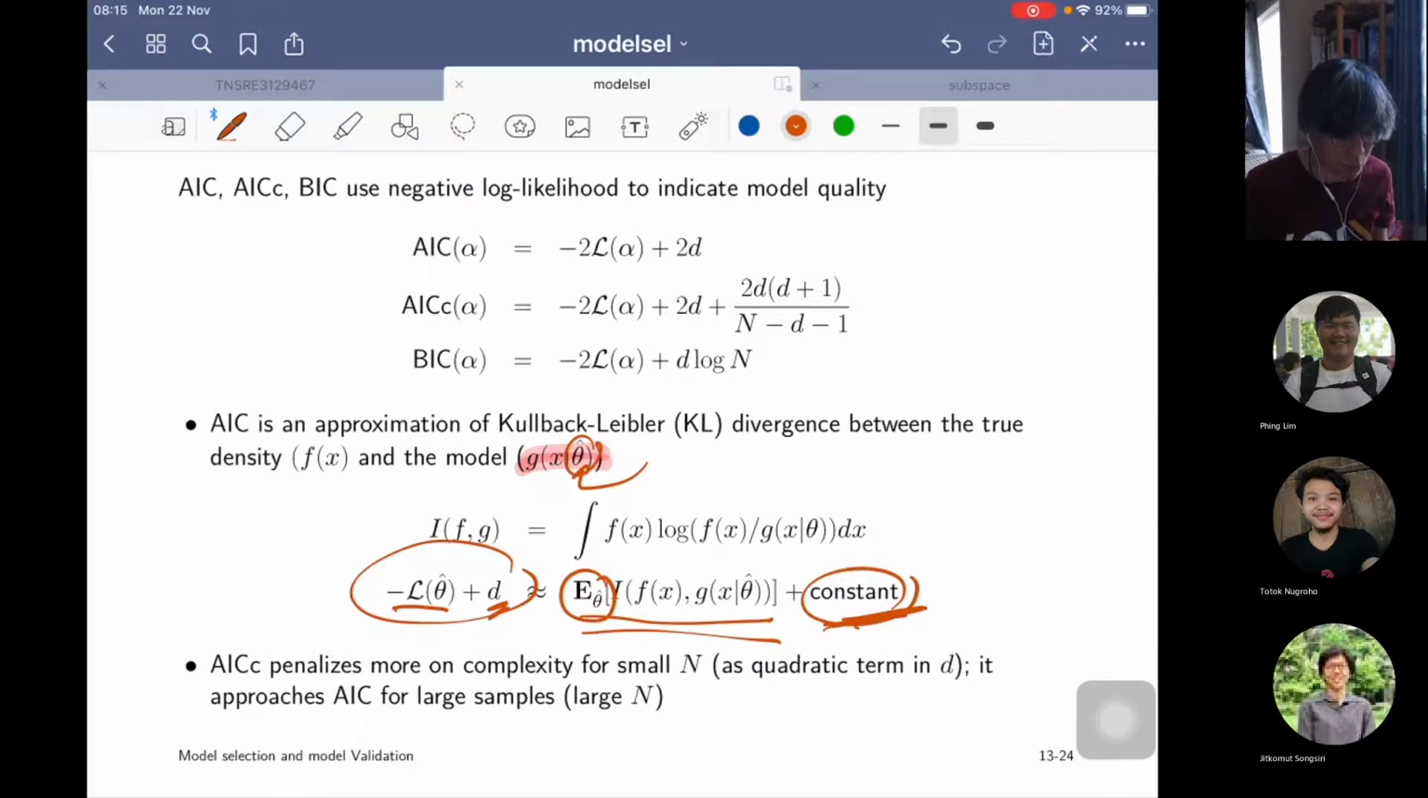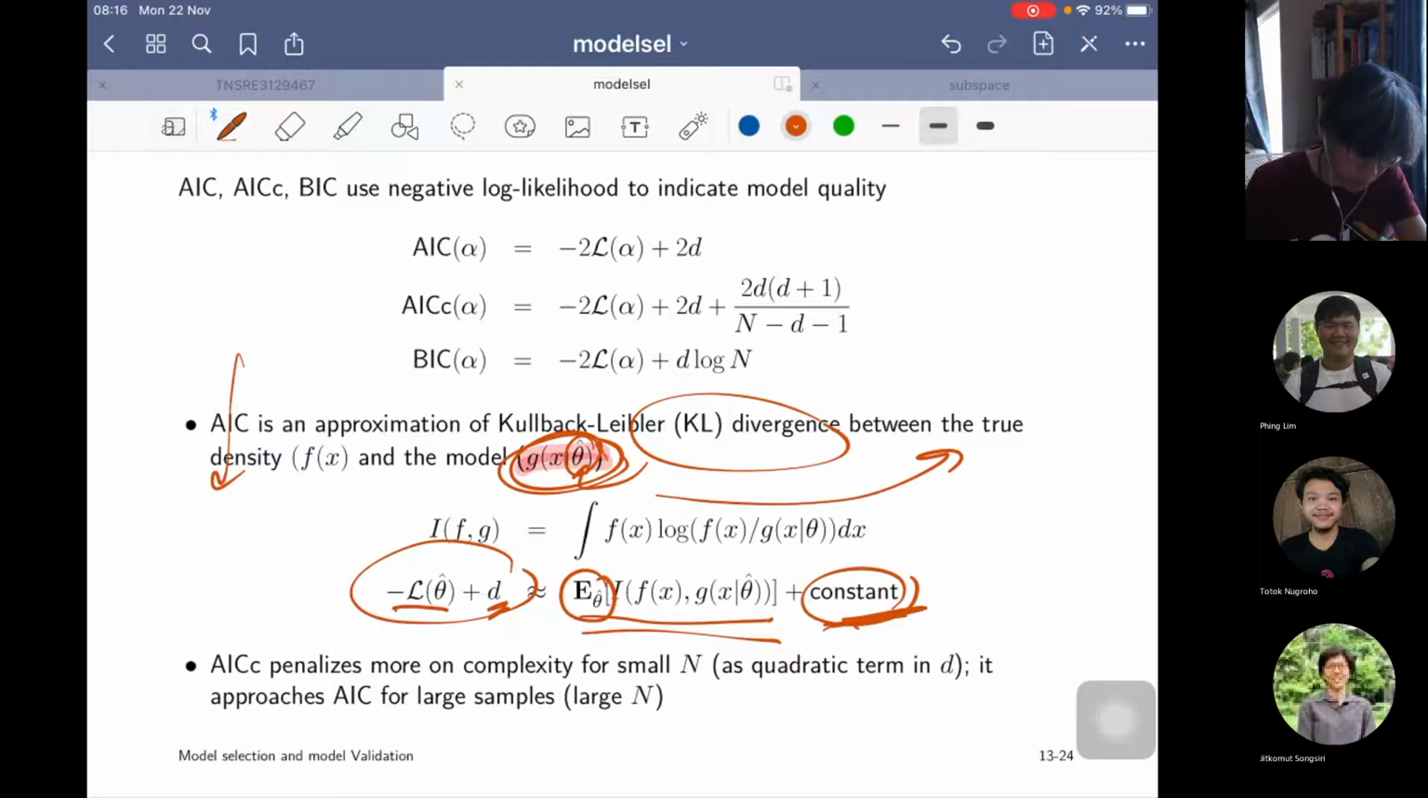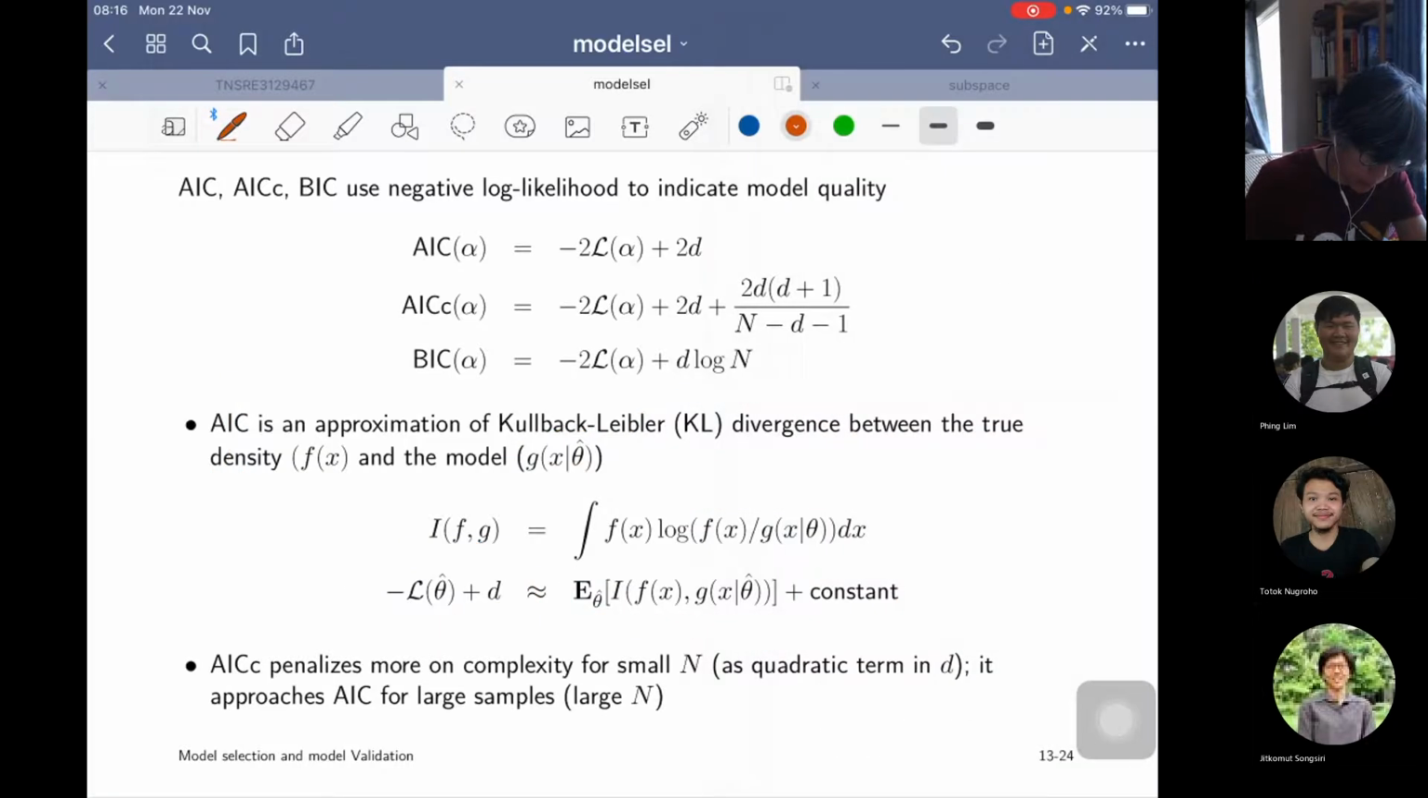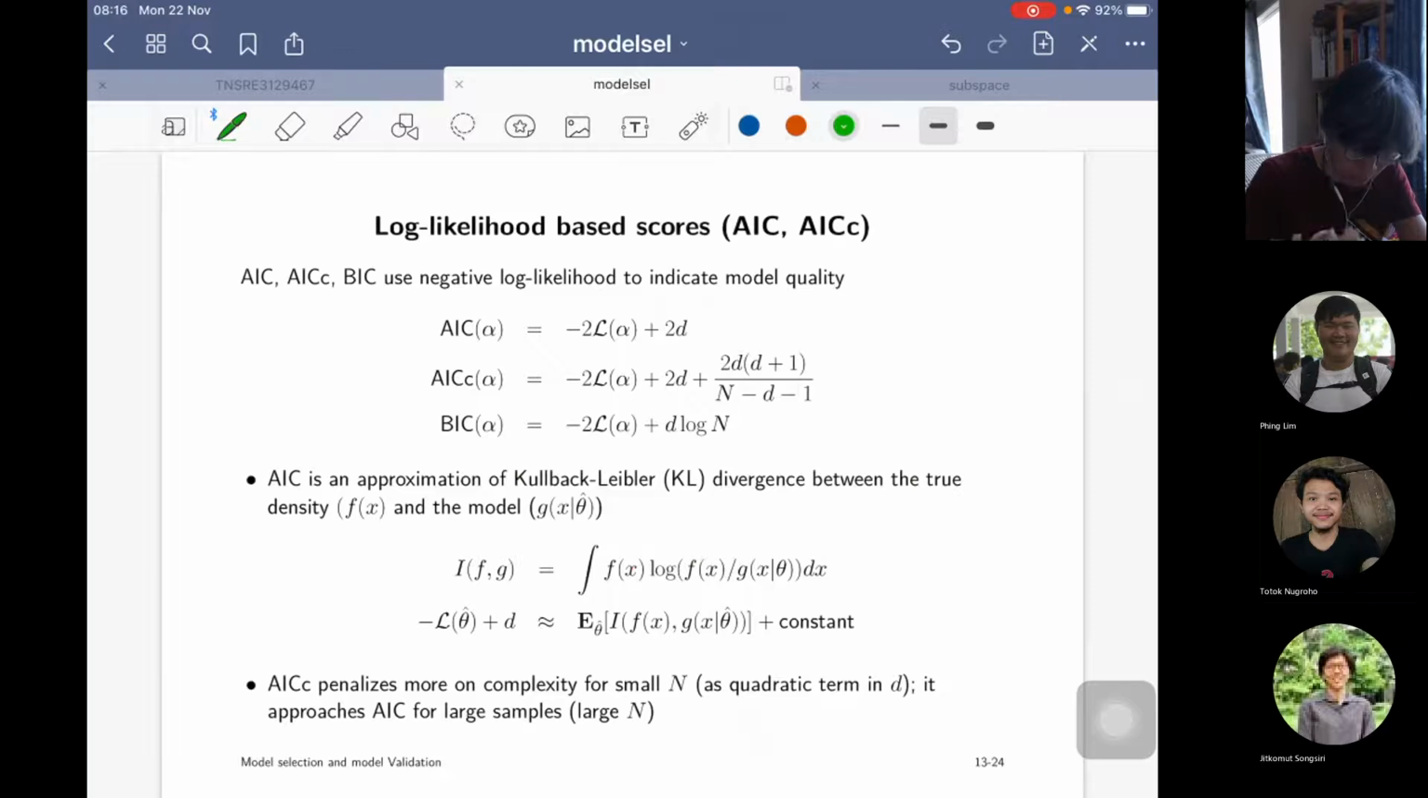So when you minimize the AIC, the meaning is you're trying to minimize the average distance of two distributions. Actually, we have to say you're minimizing the average distance of the model you consider to the true distribution, to the true model. So that's the explanation of AIC.